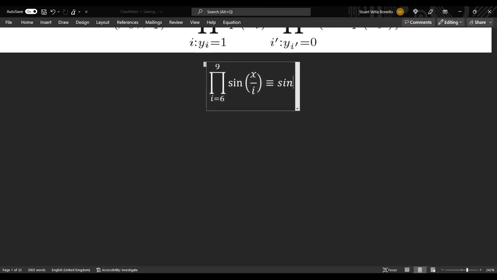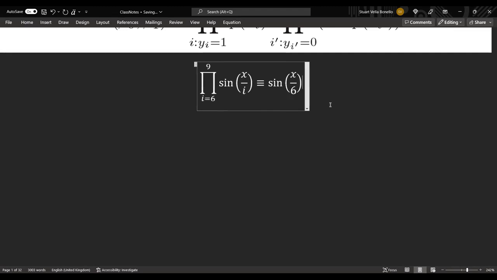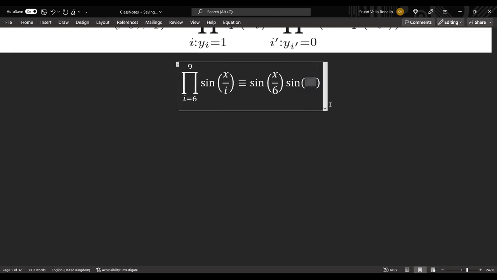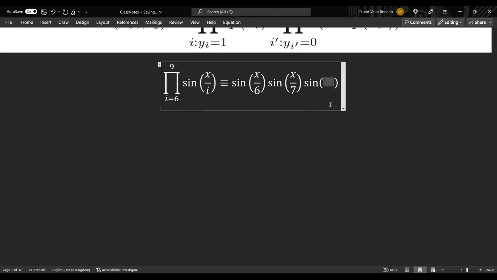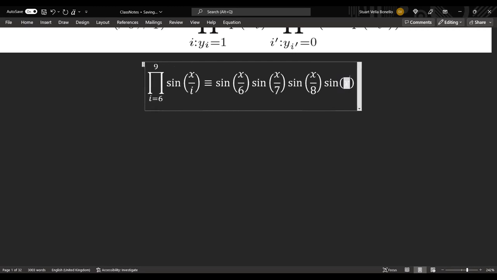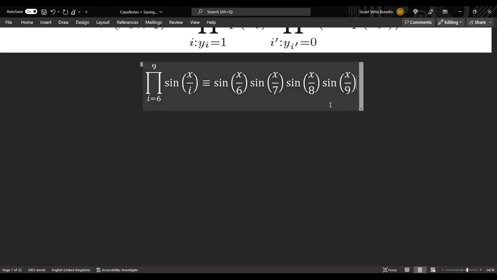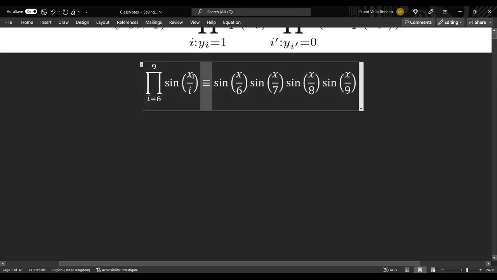Which 4 values are you going to multiply? Sine x on 6, sine x on 7, you get the picture, sine x on 8, and sine x on 9. I'm writing identity because it's for any value.